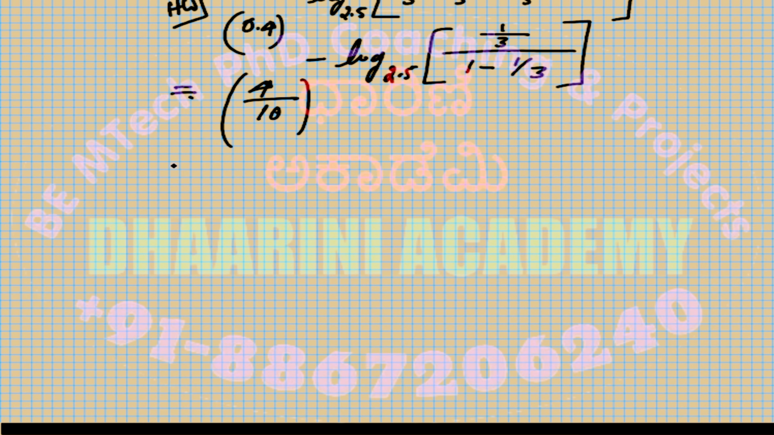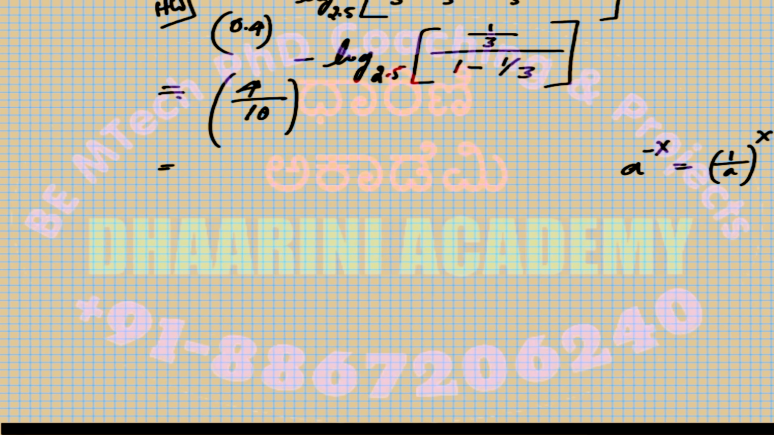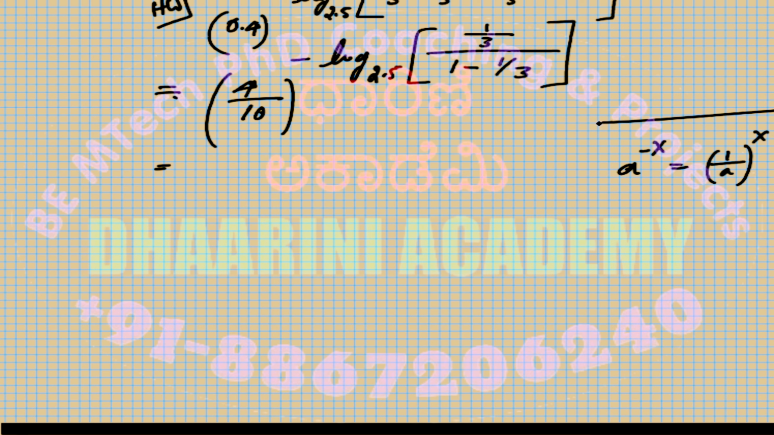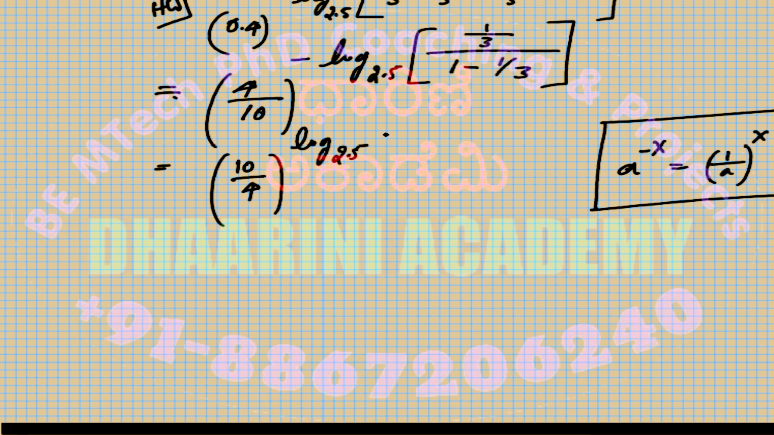Right now, let us try to further simplify. So we have a minus over there. So if you have a to the minus x, right, a to the minus of whatever log, this can be written as 1 by a to the power x, right? So let us try to apply that here. Okay, so this is 10 by 4 to the power log to the base 2.5.